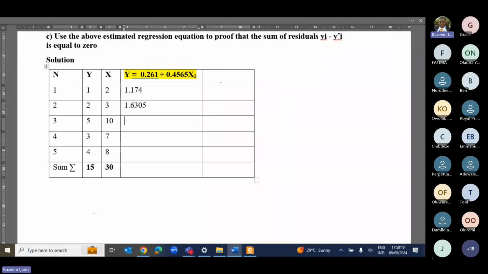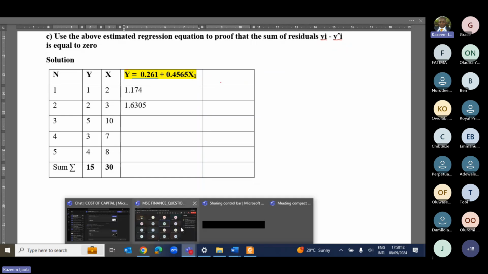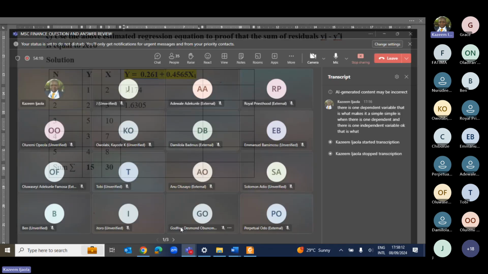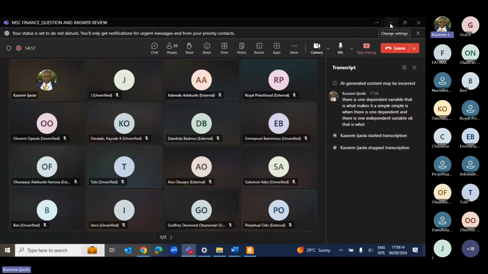Please, everybody, how many are we on this call? We're about 35 on this call, but only about 2 or 3 people are talking. I just hope the rest are getting it.